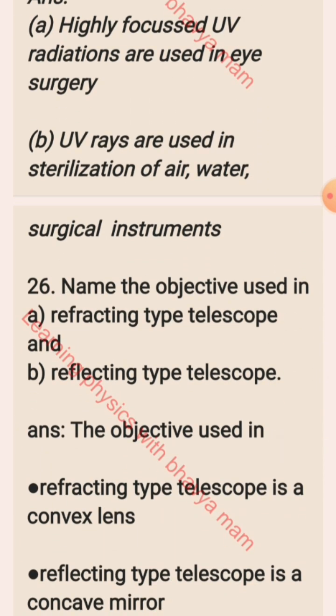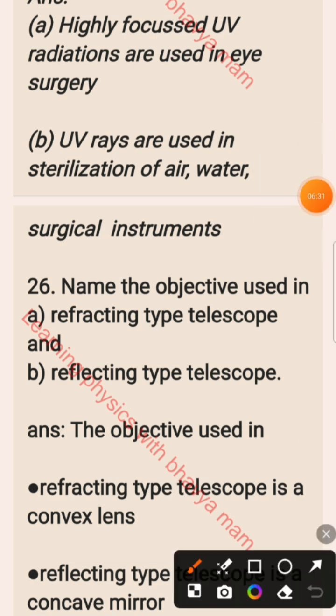Name the objective used in refracting type telescope as well as reflecting type telescope. Students, this is one of the important questions. In refracting, as the name suggests, refraction takes place. Refraction always takes place in lenses or in a prism, right? In a telescope, we are mainly using lenses. You know that a telescope consists of an objective and an eyepiece, which are lenses. So, they are convex lenses.